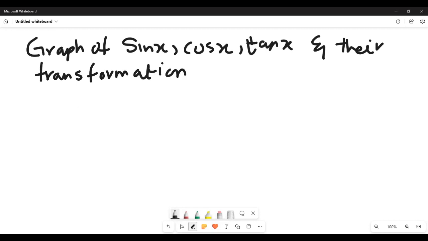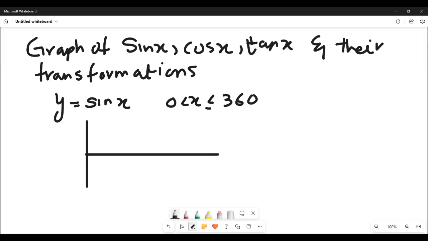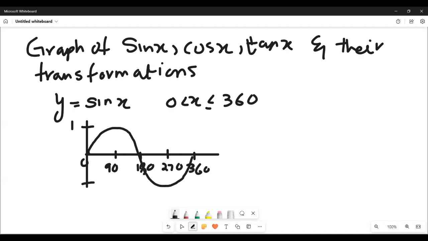Okay. Let's take a look at the most basic form of the graph of sin x, and let's say x is between 0 to 360 degrees. You must have this shape memorized. You have 0 here, 360 degrees here, and in between you have 90, 180, 270, and 360 degrees. So the graph looks like this. And this would be 1, and the minimum value would be minus 1.